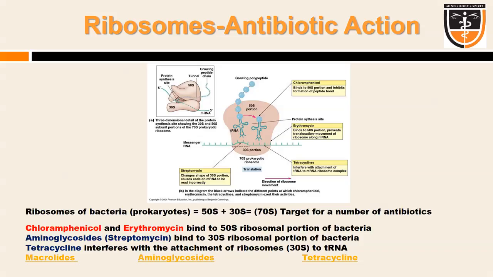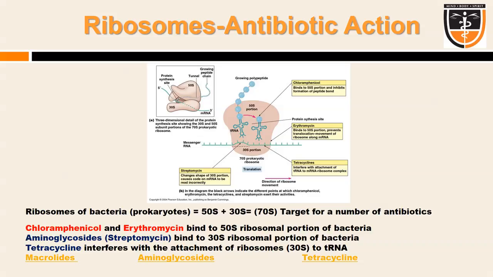Just as an example, chloramphenicol will bind to the 50S portion and will inhibit the formation of the peptide bond in bacteria between two adjacent amino acids that are still attached to tRNA. Erythromycin will bind to the 50S portion and will prevent the translocation and movement of ribosomes along the mRNA. It will block and almost stop the movement of ribosomes down the mRNA.